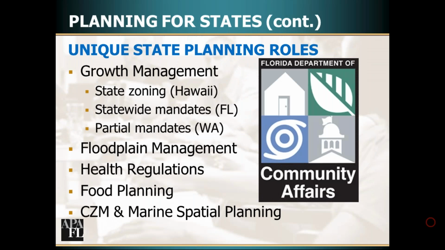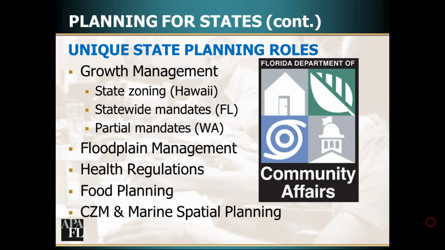What are some unique state planning roles, though? States have unique roles in growth management. For example, Hawaii has the zoning control. All zoning in Hawaii is done at the state level. All right. There can be statewide mandates, like Florida. Ye shall have a comp plan and implementing regulations, and the state will oversee it. Top-down planning, which is what we had originally. Now we've gotten rid of a lot of the oversight, but the oversight still remains.